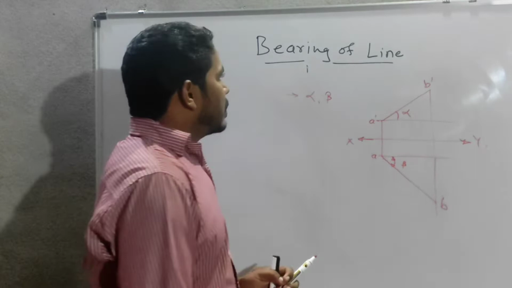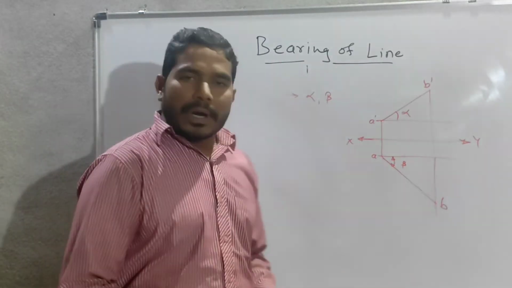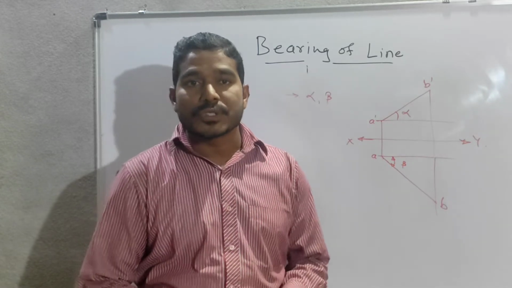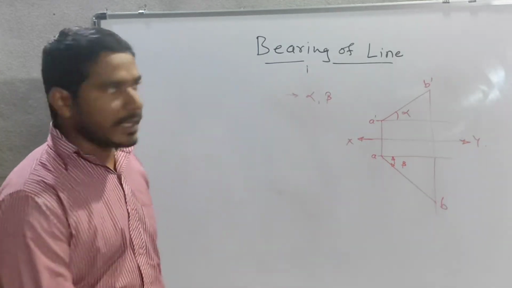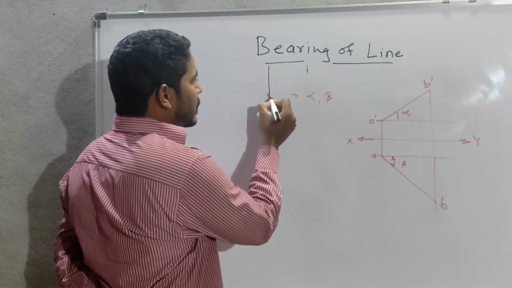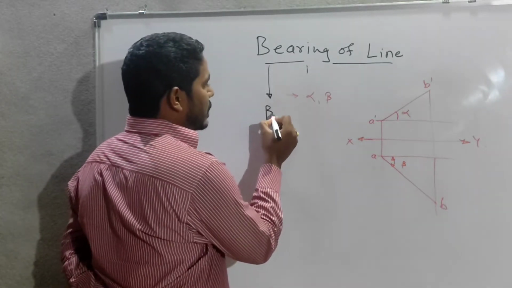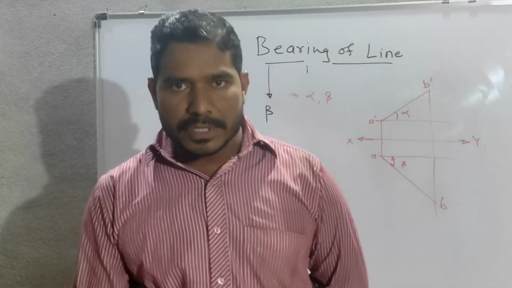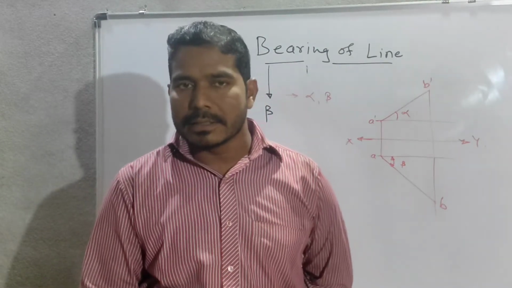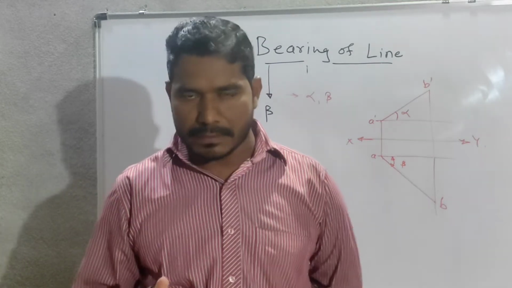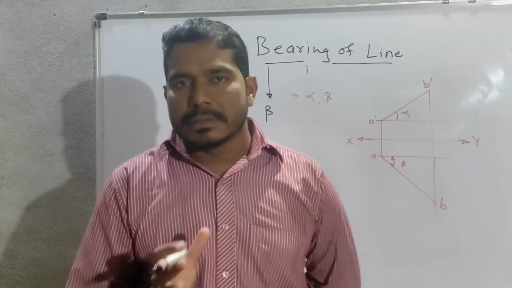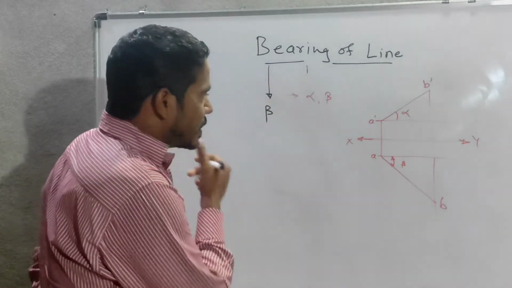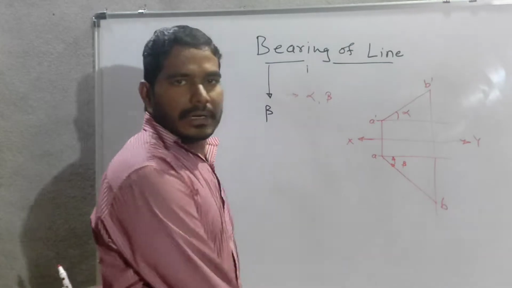Now we'll come to the bearing of the line. The apparent inclination of the line in its top view is shown by the bearing. So from the bearing we are getting the beta. In case of any problem, if they have given the bearing, that means they have given the beta. That we must understand. Now we'll see how we can define it.